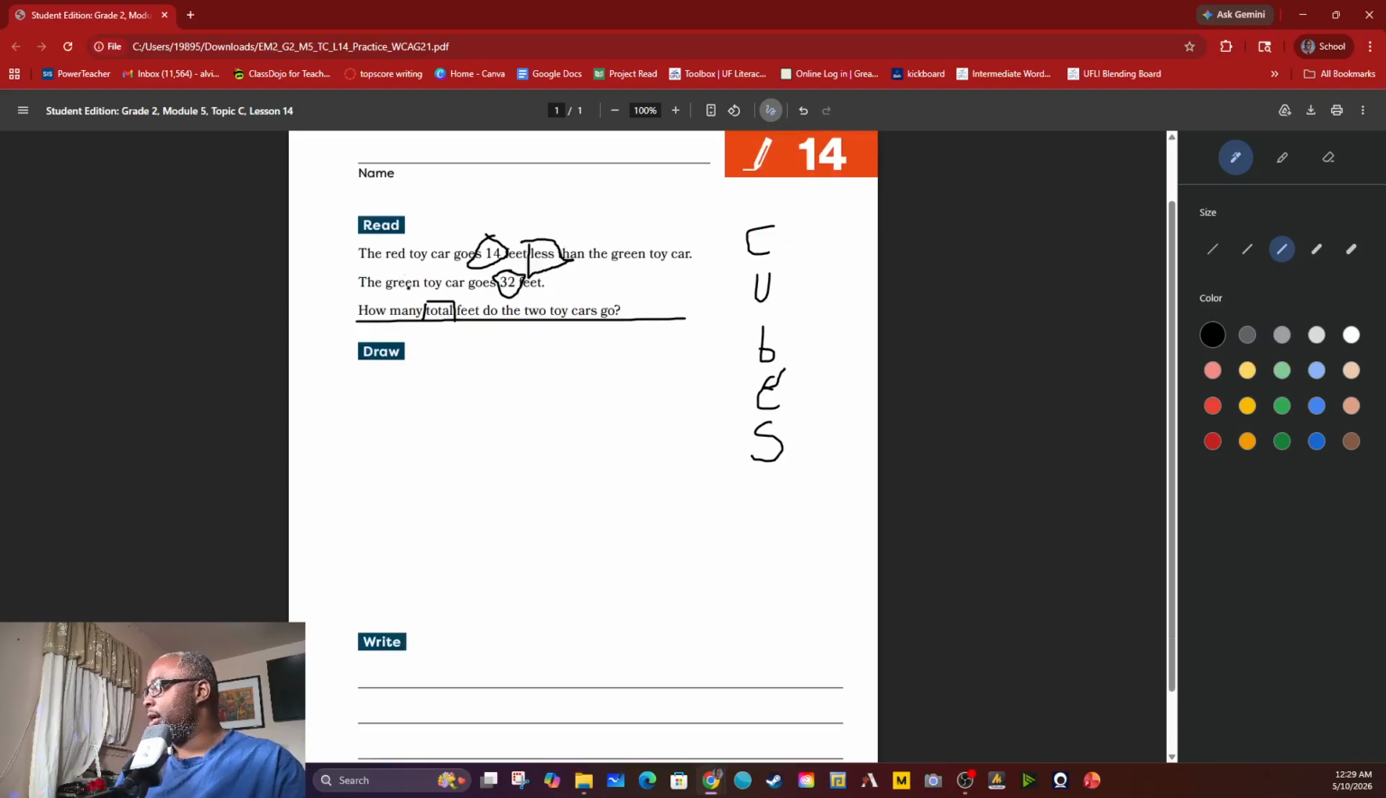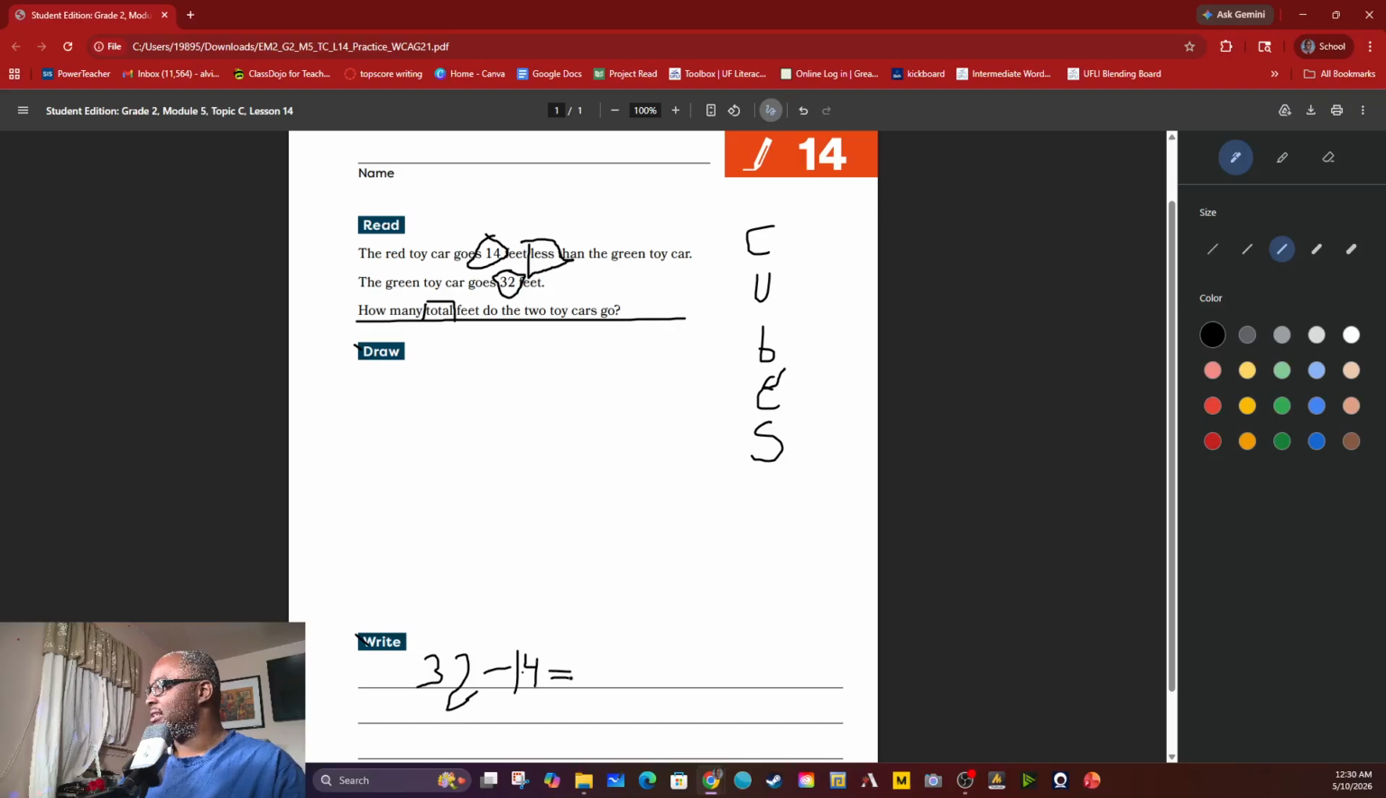So we're going to use the read, draw, and write method. The first thing I'm going to do is use my two known numbers. I'm going to look at the first sentence. The red toy car goes 14 feet less than the green toy car. The green toy car goes 32 feet. So that means I'm going to have to subtract. So 32 minus 14. I need an upgrade.